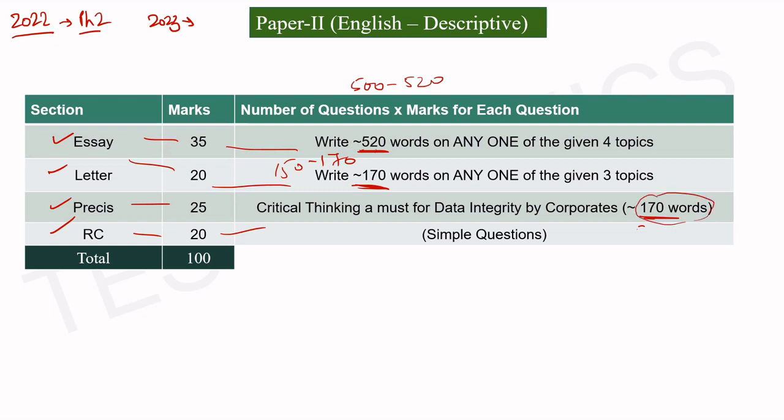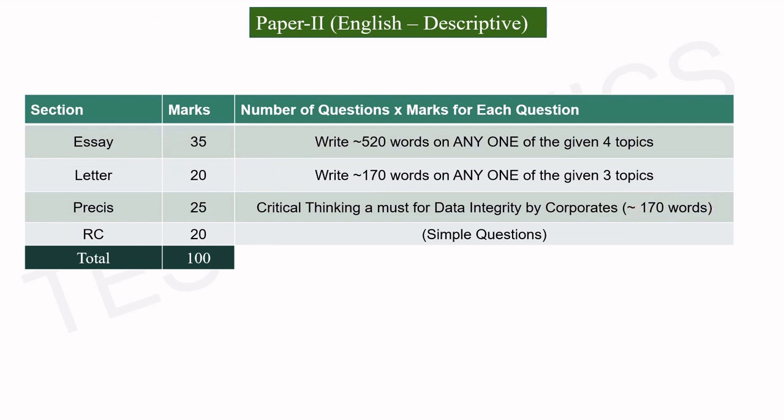Now let's go ahead and see what different questions came from it. So when we talk of the essay portion, we had 4 topics given to us, and out of these 4 topics, we had to write an essay on one of the topics. Similarly, for letter, we had 3 topics given to us, and from these 3 topics, we had to choose one and write a formal letter on any one of these topics. Moving on.